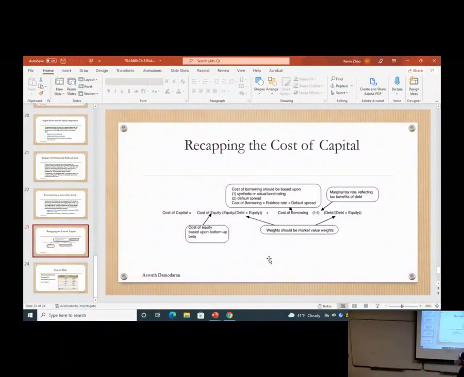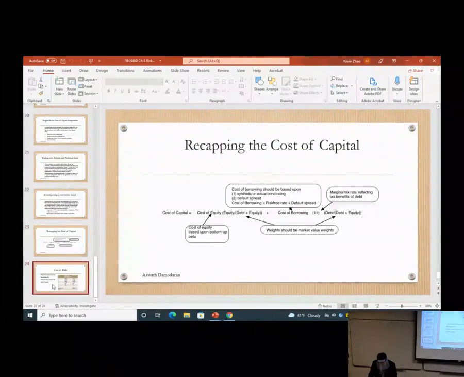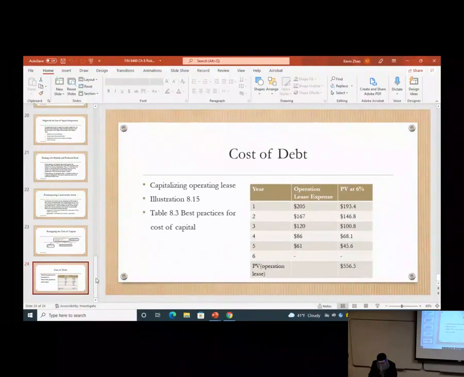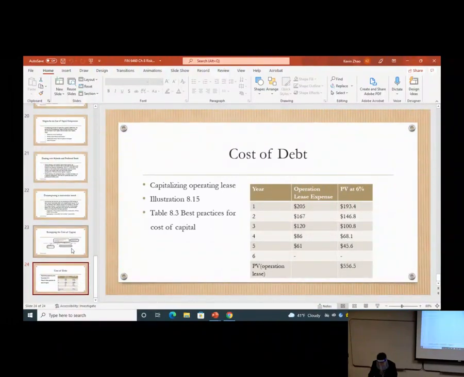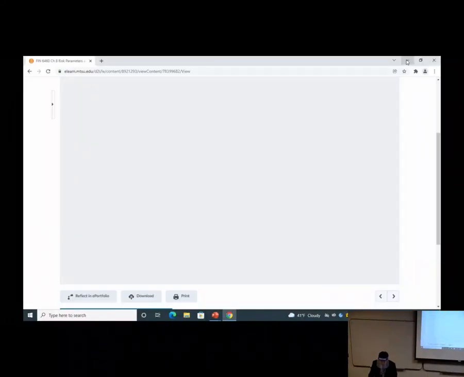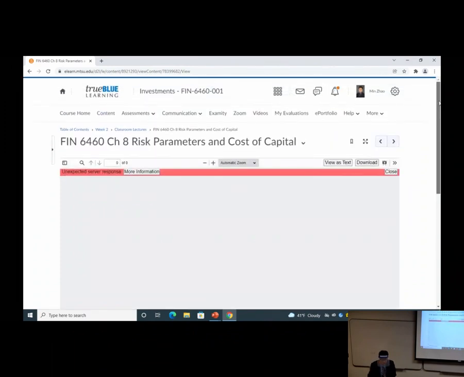So I think that concludes chapter 8, beta and the cost of capital. It is a big chapter, and I think exam 1 has lots of questions from chapter 8, at least 5 of those.